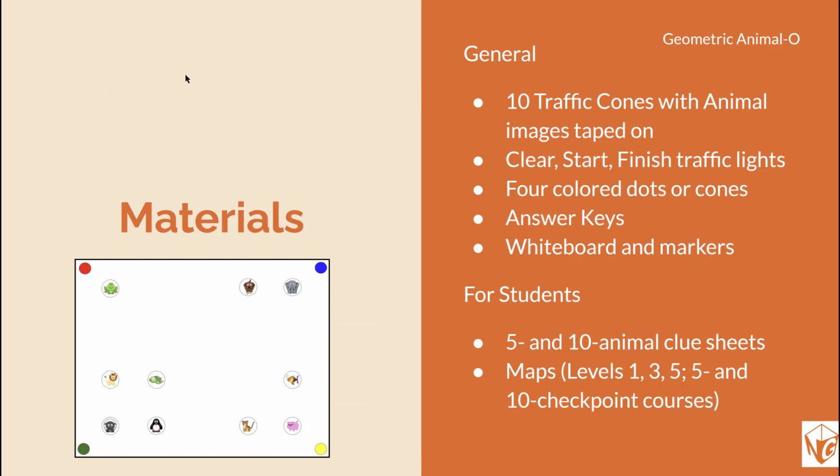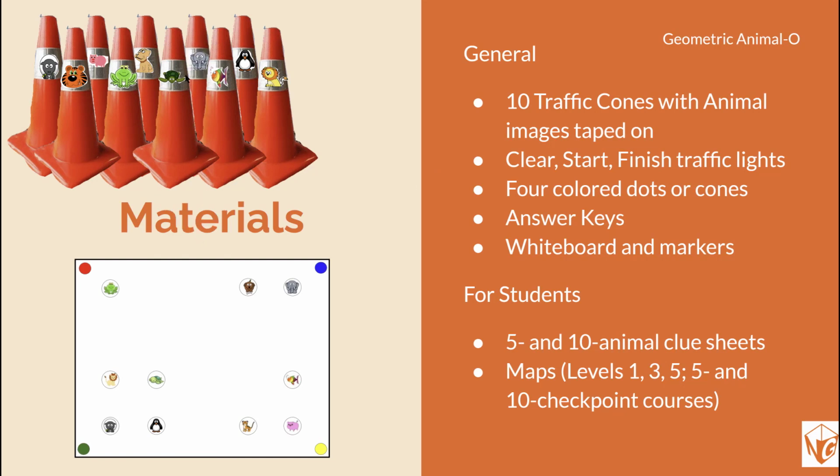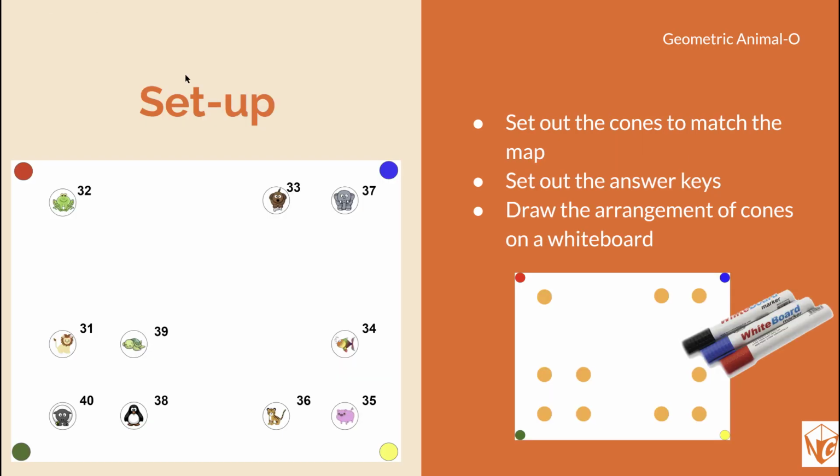For materials, you'll need 10 traffic cones with animal images taped on, and also the numbers 31 through 40. In addition, we like to have cones that have yellow, green, and red traffic lights representing clear start and finish for a regular orienteering course. For the corners of the space, have 4 different colored dots or cones: red, yellow, green, and blue. Answer keys, a whiteboard and markers, and then for the students, the 5 and 10 animal clue sheets and the maps for levels 1, 3, and 5 and the 5 and 10 checkpoint courses.